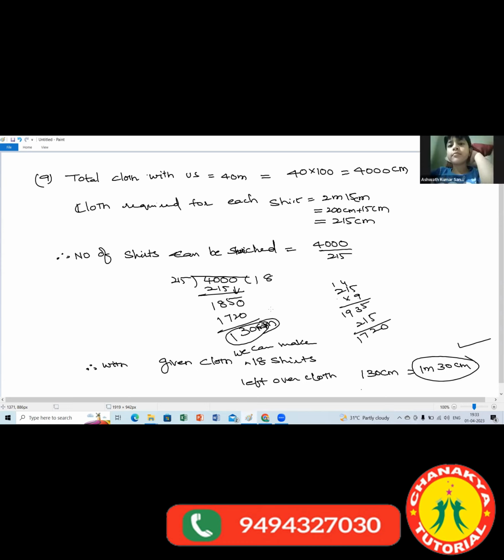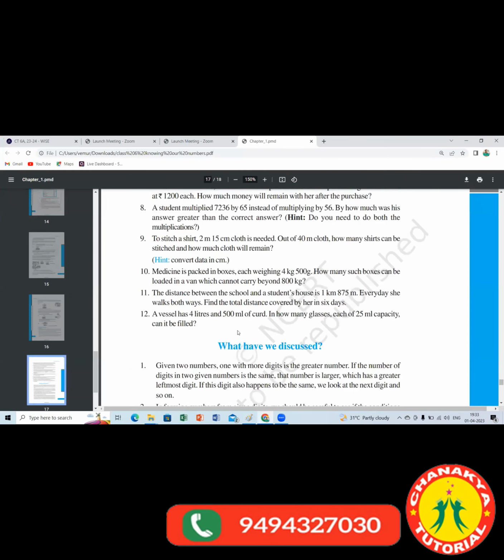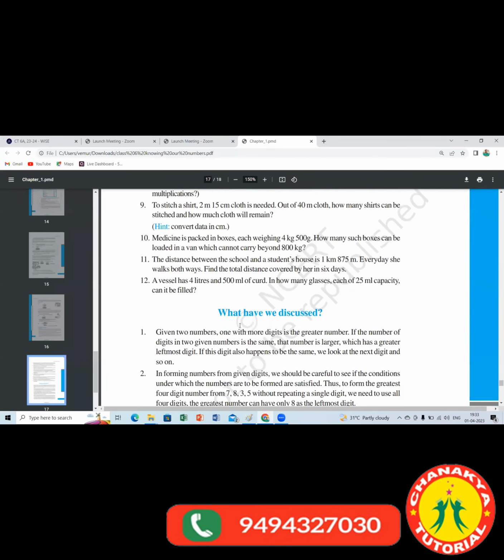This is one of the application parts, children. The same way, in 10th also the same. Medicine is packed in boxes. Each box weighs this much. How many such boxes can be loaded? A van cannot carry beyond 8,800 kgs. Here also we are equally distributing for each and every box, so it is also division.